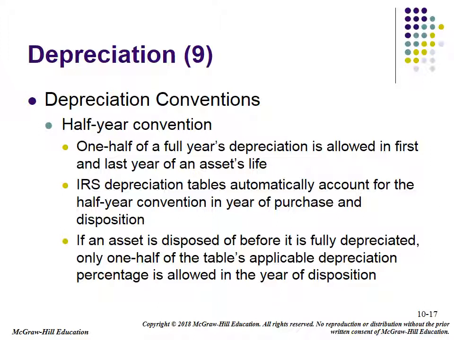If an asset is disposed of before it's fully depreciated, you've sold it before its life is up, in the final year, when you sell it that year, you get half a year's depreciation only. So even if you sell it December 1st of that year, you get half a year's in the year of disposition. Now, if you buy it and sell it in the same year, no depreciation.